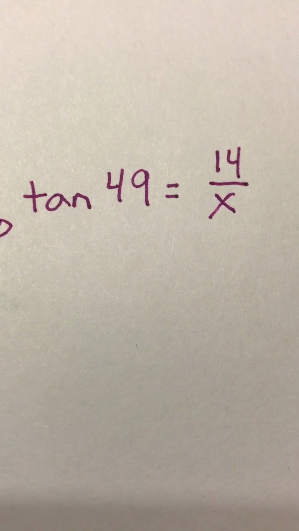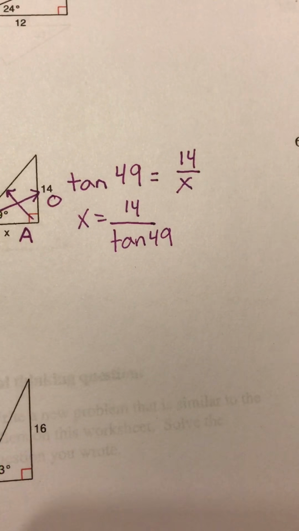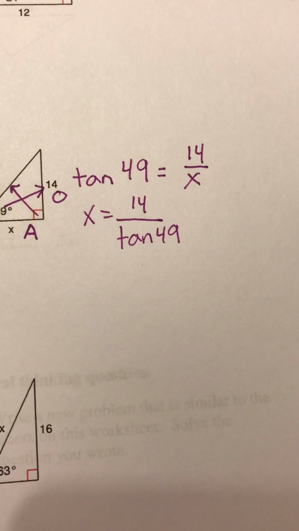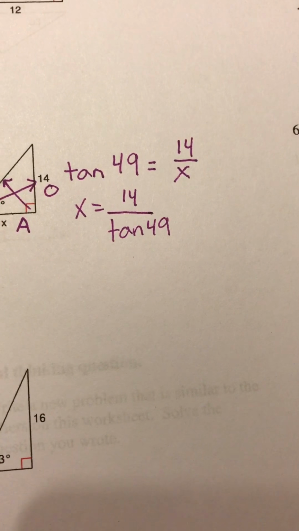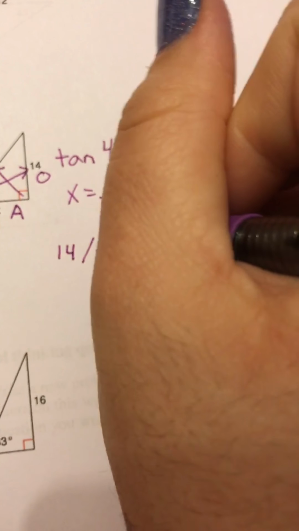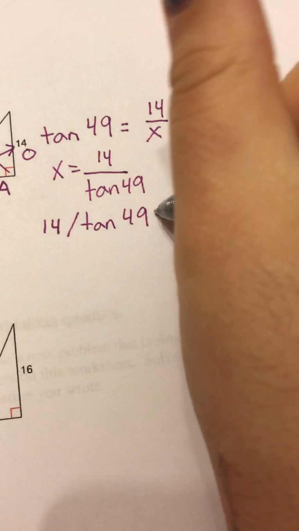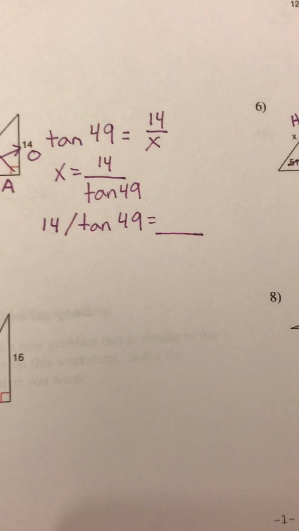Okay. Same thing, if X is on bottom, flip them. We've got X equals 14 over tangent 49. Okay. So to solve it, you're going to put in your calculator 14 divided by tangent 49. And whatever that gives you is your answer.